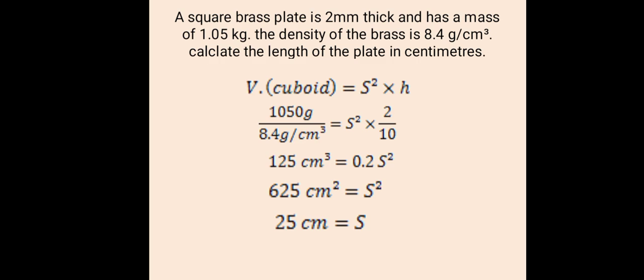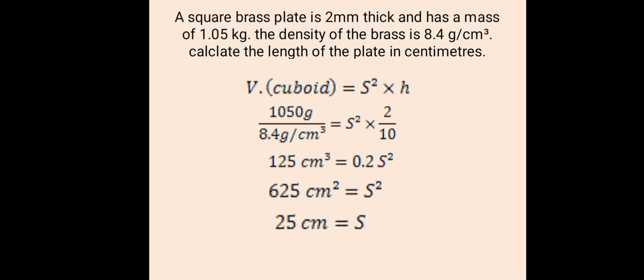A square brass plate is 2 millimeters thick and has a mass of 1.05 kilograms. The density of the brass is 8.4 grams per cubic centimeter. Calculate the length of the plate in centimeters.